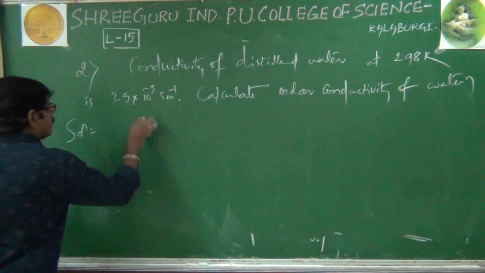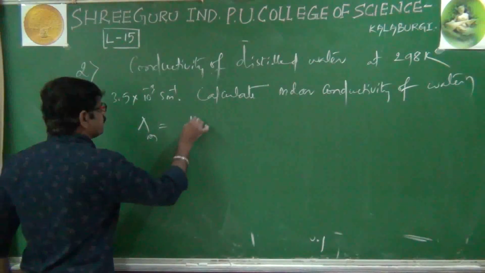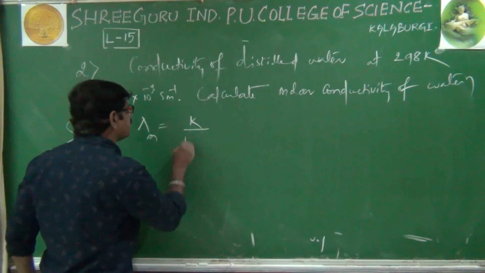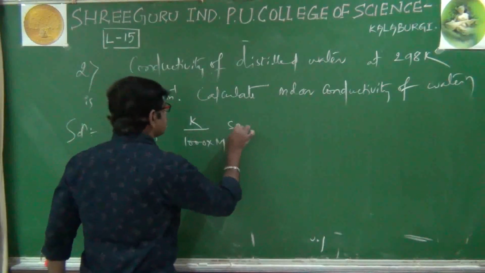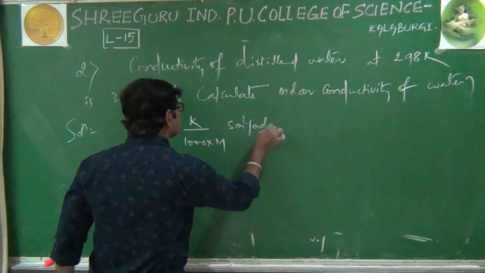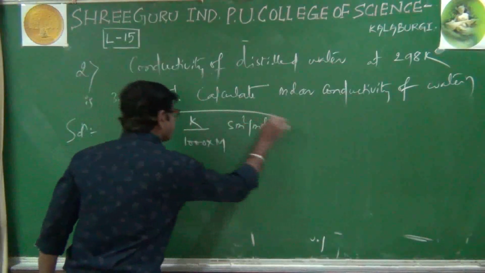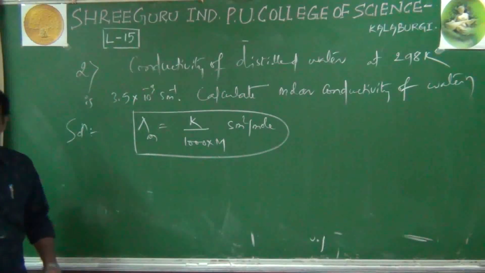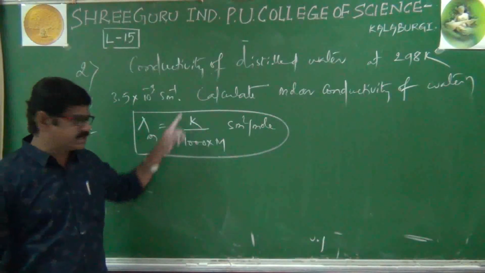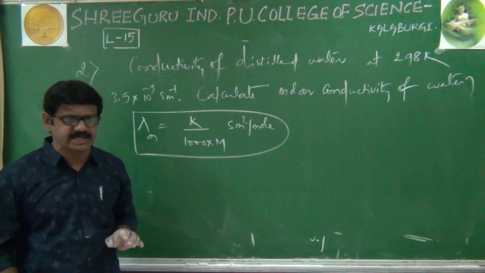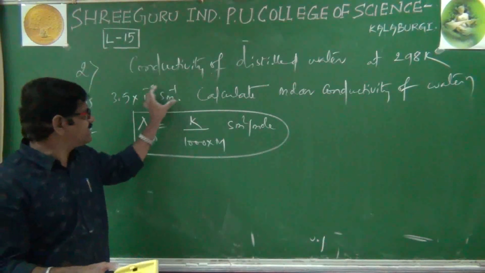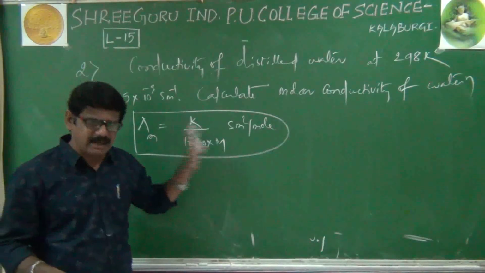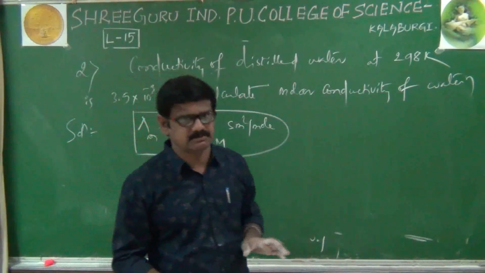Solution part. Lambda m is equal to K by 1000 into M, with units Siemens meter square per mole, is our formula. Don't take K into 1000 by M. Here K by 1000 into M we will take, because in the question the SI system has been given. Based on the unit only we will select the appropriate formula. Right.